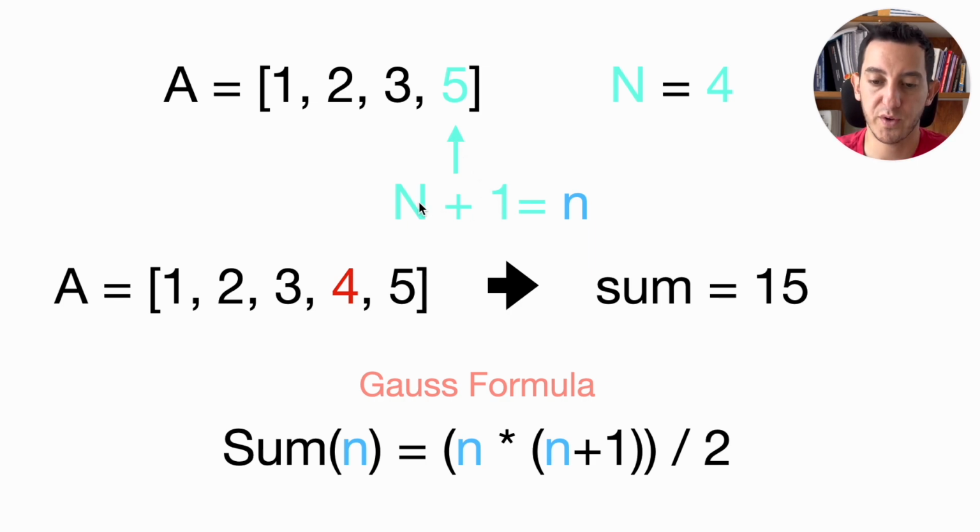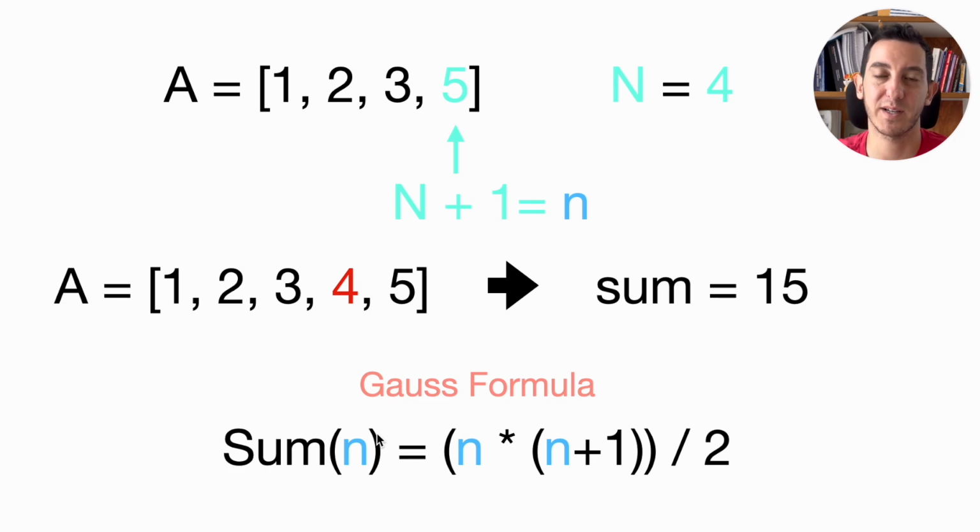calculate that the sum of the array is going to go from 1 to n plus 1. So in this particular case, the missing element is 4, and the summation with this missing element will be 15. So the Gauss formula tells us that the sum up to number n equals n times n plus 1 divided by 2. The story behind this is very interesting.